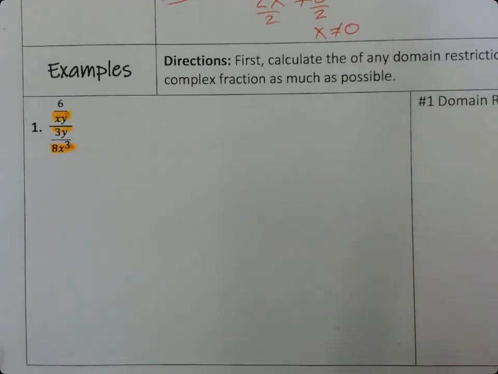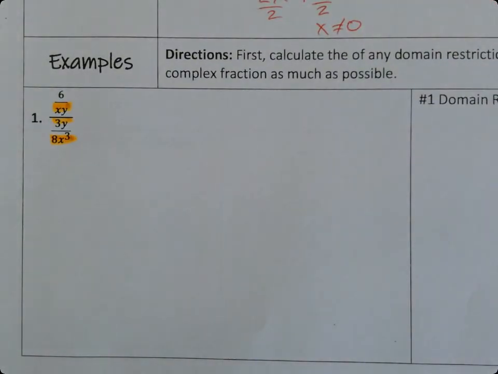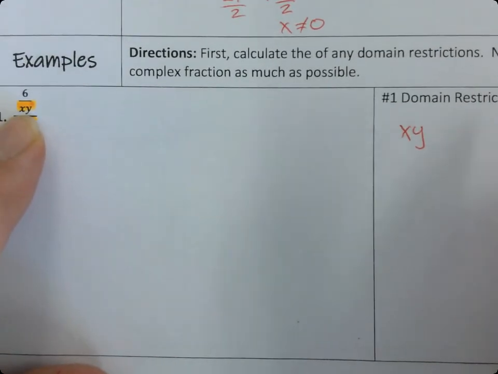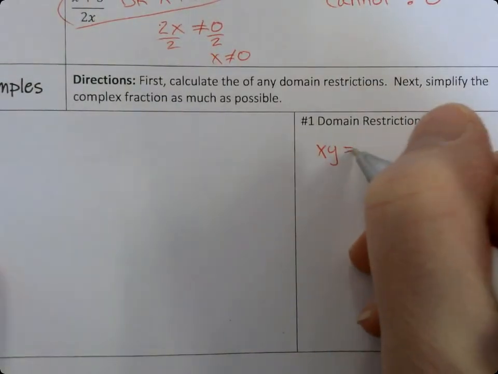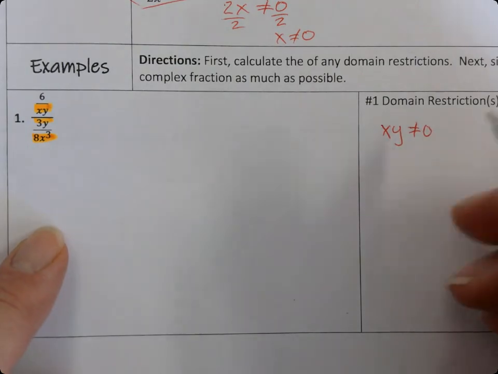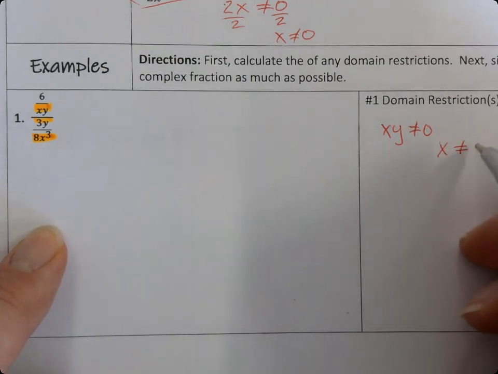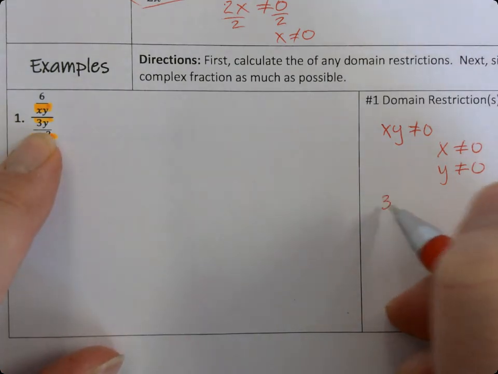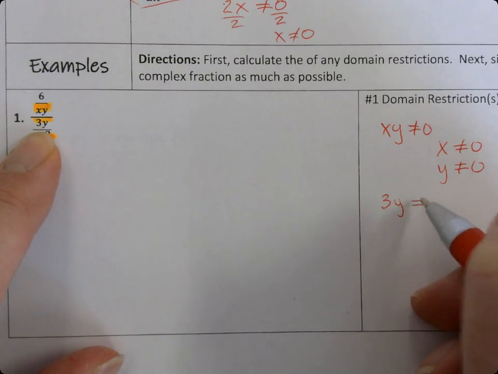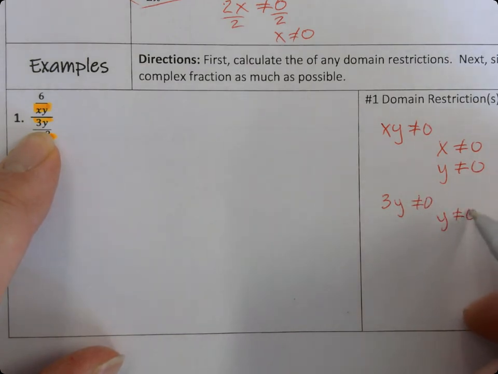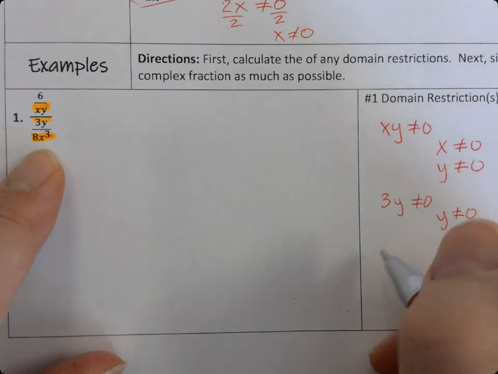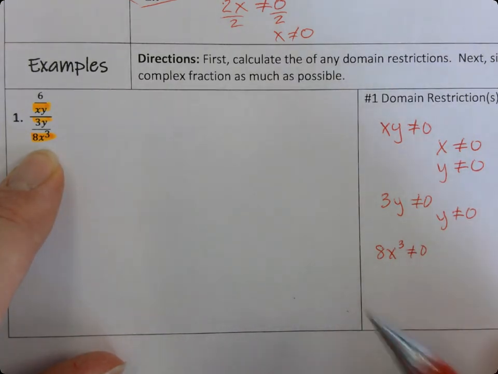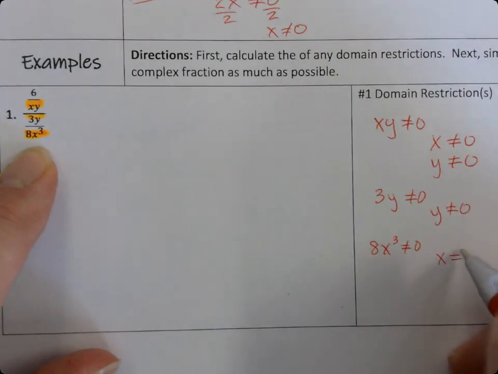Okay. Now, I do have two variables, and sometimes that can be a little bit complex. The domain restrictions are going to say this piece right here, xy, cannot equal 0. Well, that just means simply that x cannot be 0 and y cannot be 0. All right, look at this 3y. This piece, because we're dividing by 3y overall, cannot be 0. Well, that just means y can't be 0. So that's a repeat. And then I have my denominator of 8x to the third can't be 0. Well, if you divide by 8 and take the cube root, x can't be 0.